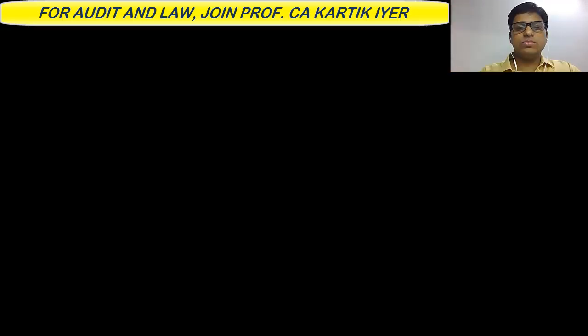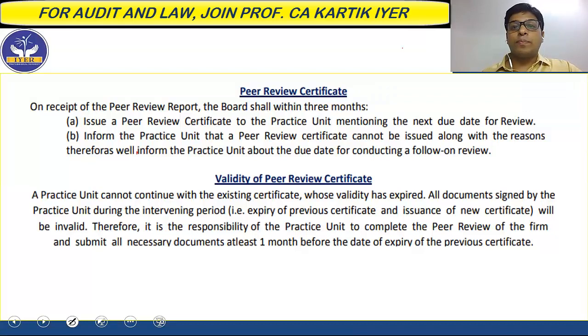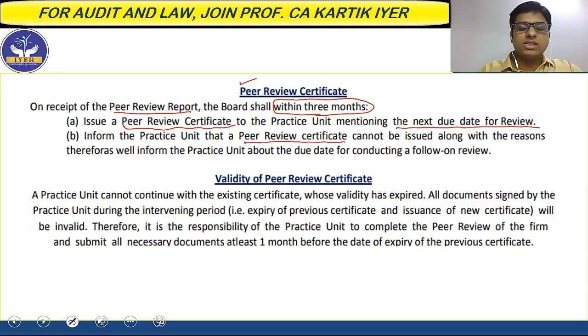Okay. Now the next part is in relation to the peer review certificate. So here they have given that on receipt of the peer review report, the board shall within 3 months issue a peer review certificate to the practice unit mentioning the next due date for review. Or inform the practice unit that the peer review certificate cannot be issued, and it will not be issued with the reasons. Therefore, also inform the practice unit about the due date for conducting the follow-on review.